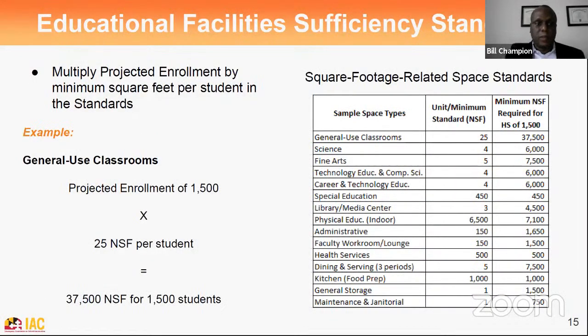This slide shows the minimum square footage required for a sample set of spaces per the standards for a high school with a base enrollment of 1,500 students. Taking general classrooms as an example, the standards specify a minimum of 25 square feet per student at the high school level, multiplied by the 1,500 students, generating a school-wide minimum requirement of 37,500 square feet for general classrooms.